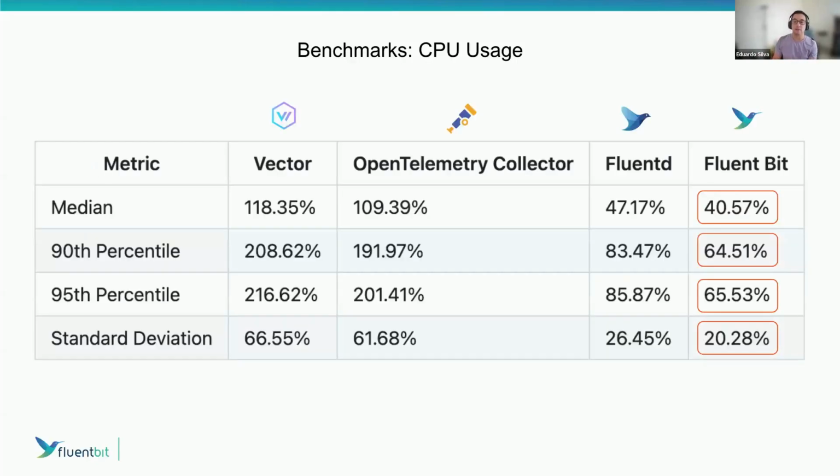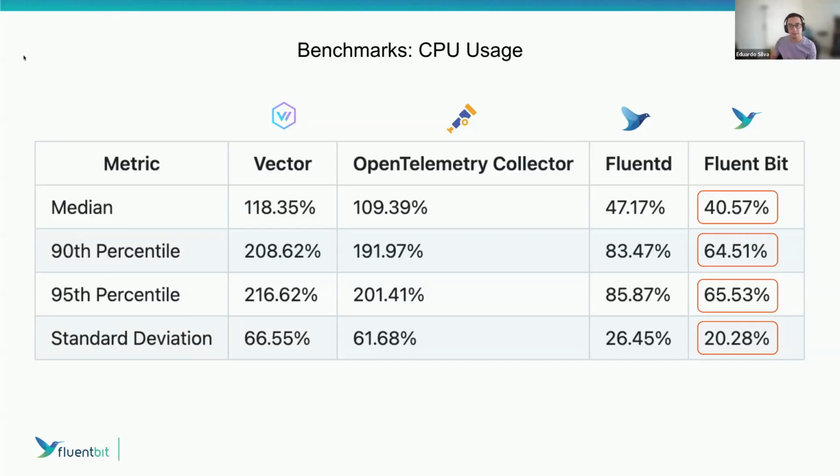And these are the results that we got for CPU usage. Let's go through the columns. We have the metric type, the median, the 90th, the 95th, and standard deviation. Then we have 4 agents that most people are using: Vector, the OpenTelemetry collector, FluentD, and FluentBit. The median, I would say, is the fairer value, and the 90th and 95th would be the worst case for each one of them.